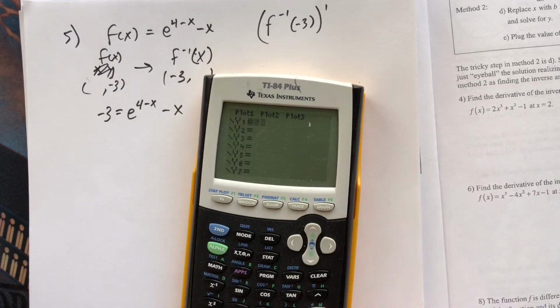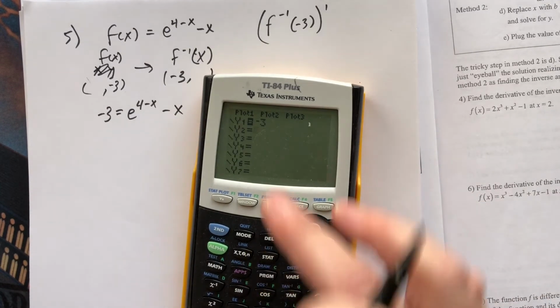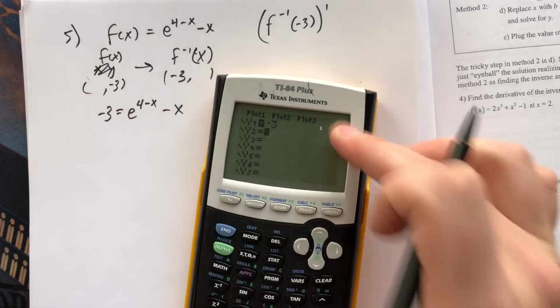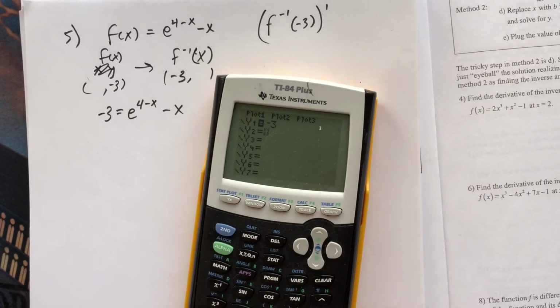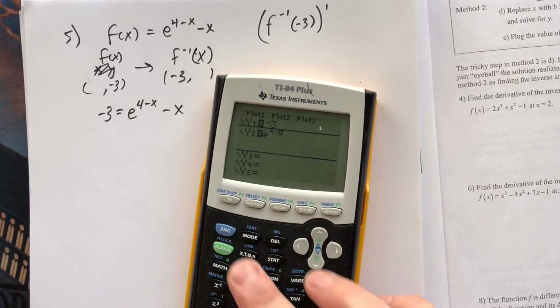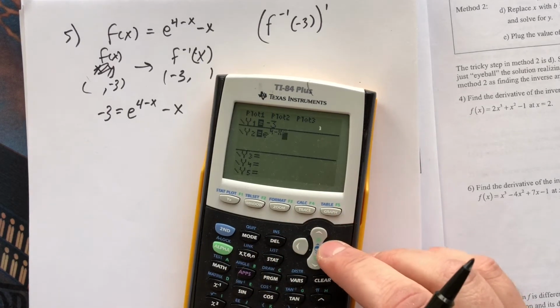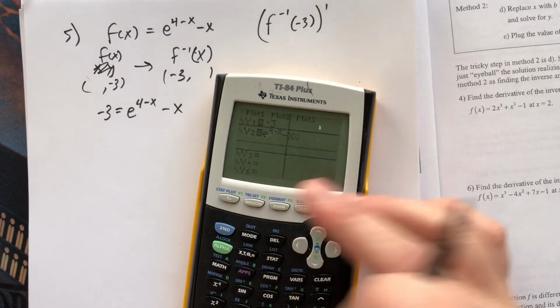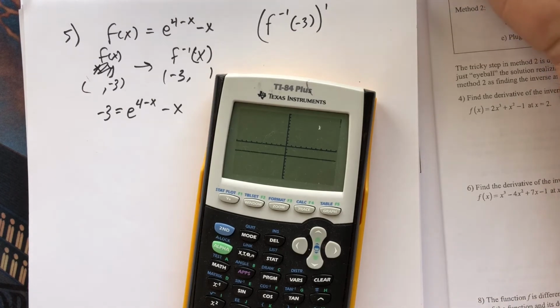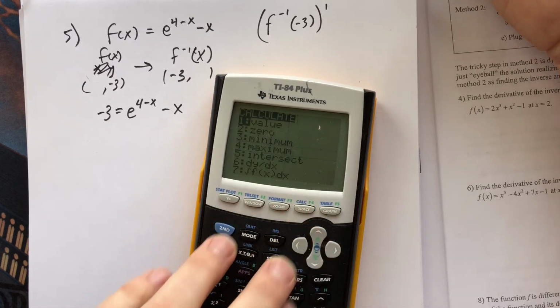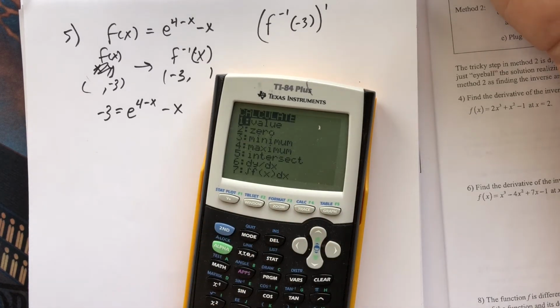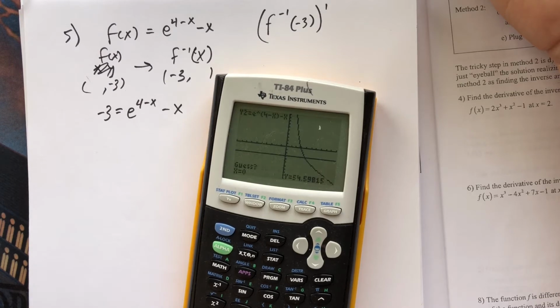So I can do this again. I can think -3 equal to, another way to do this would be add the 3 to both sides, and then there's another function called zeros here. E to the 4 minus x minus x. All right, so if I hit graph here, oh, it's 4. Oh, silly me. So it intersects when x is 4.